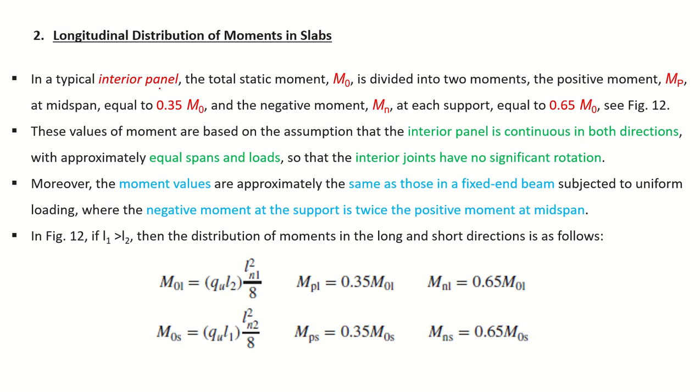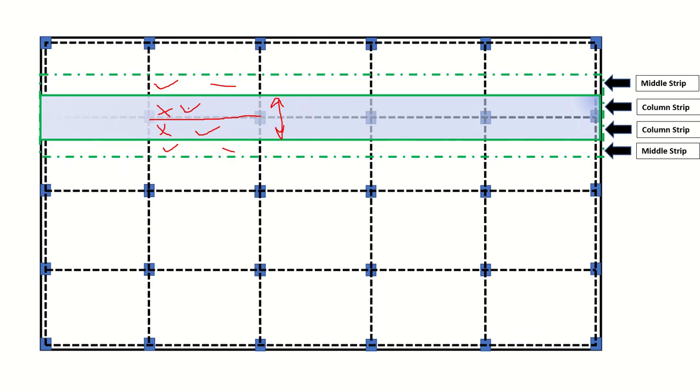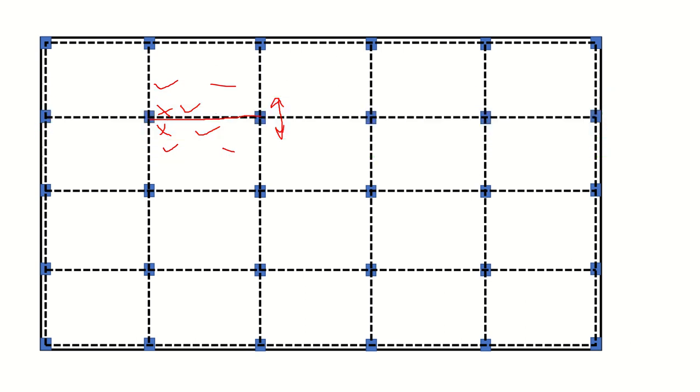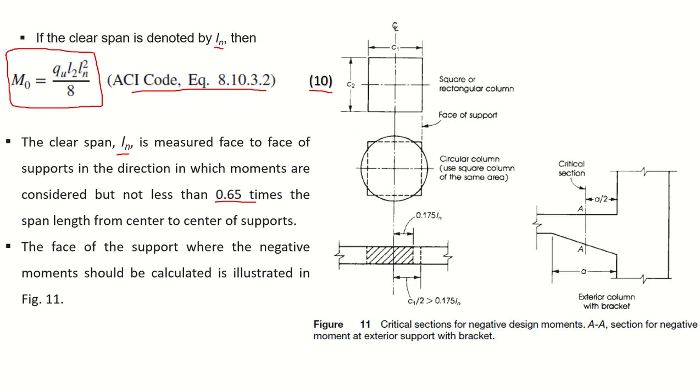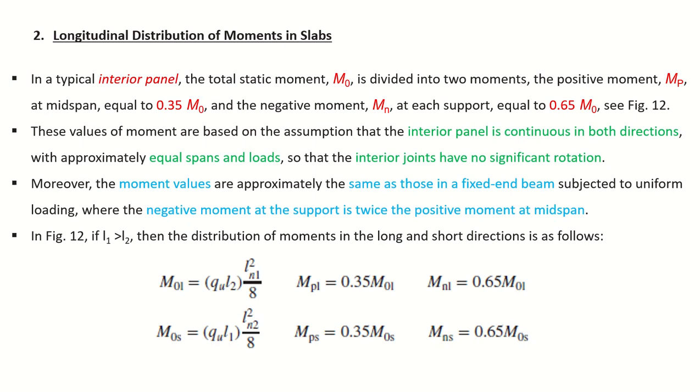So in a typical interior panel, the total static moment M naught, for example, which I took into consideration, this is the interior panel, right. You have to distribute this M naught into M positive and M negative, and now it is showing you how you can distribute that moment, okay. So the total static moment is divided into two moments, positive and negative. The positive equals 35% of total moment and the negative equals 65% because of the stiffness of the columns present at the face of the support.